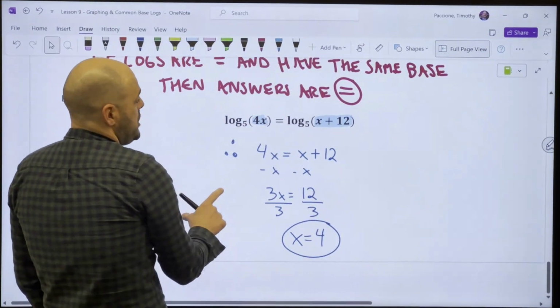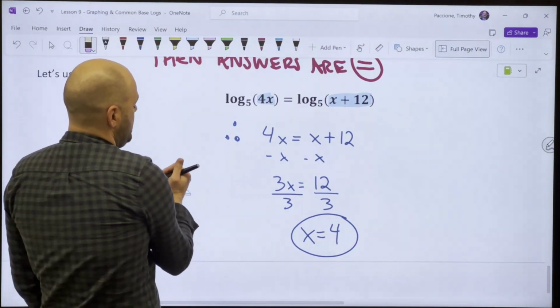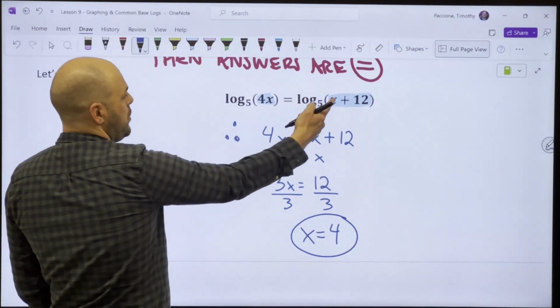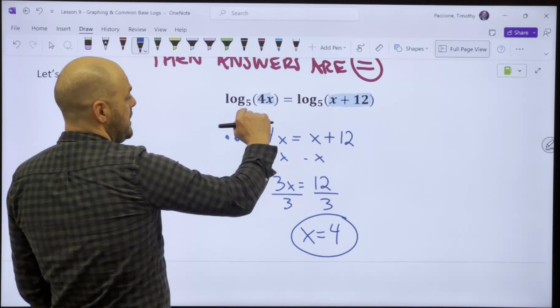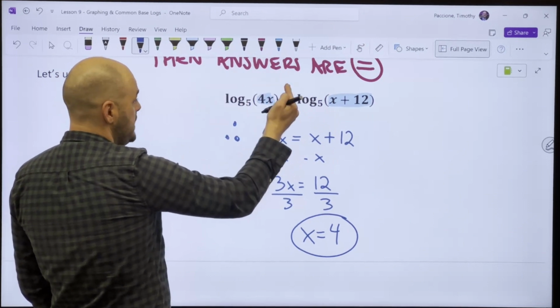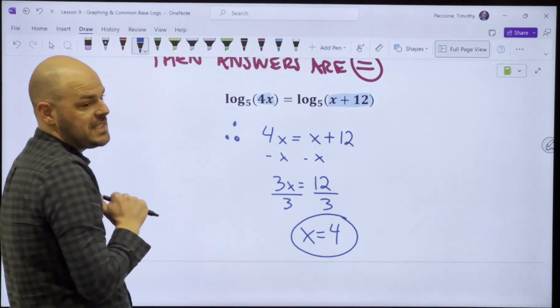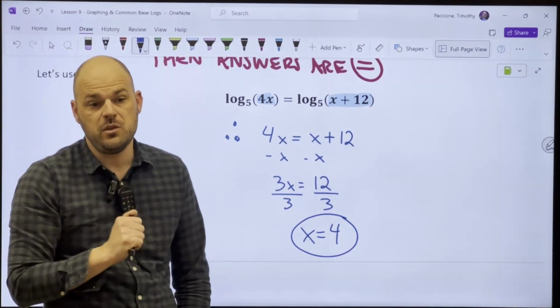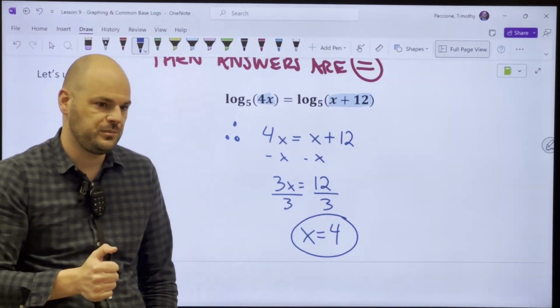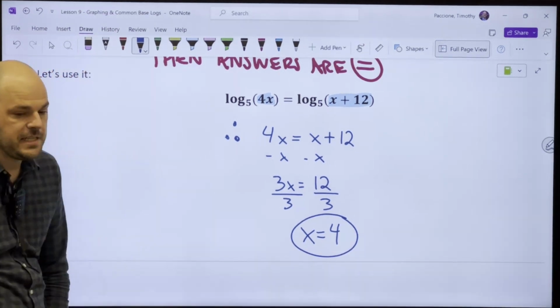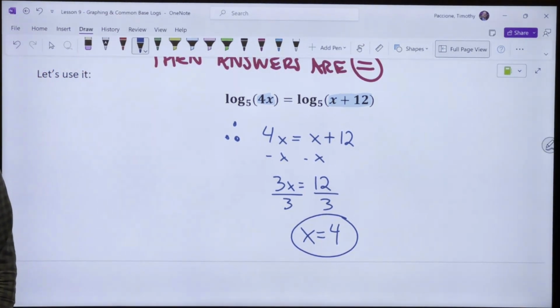If you wanted to, you could check your work, right? What is 4 times 4? What is 4 plus 12? Log base 5 of 16, whatever that is, would equal log base 5 of 16, whatever that is, because it's the exact same thing, right? Even though we don't know what it is, we know it's equal, okay? And that's it. That is, like I said, pretty straightforward.